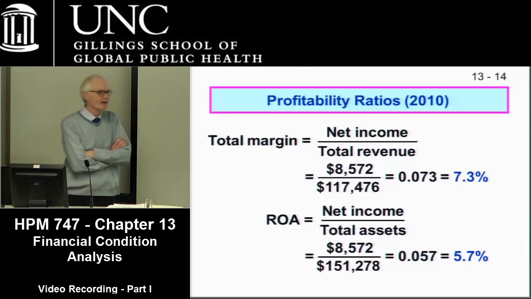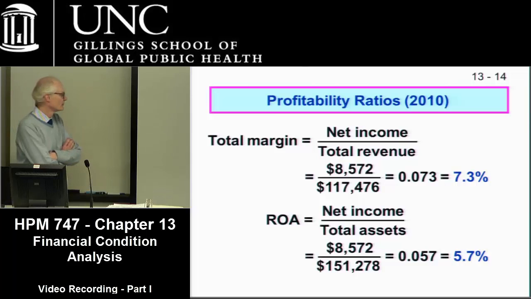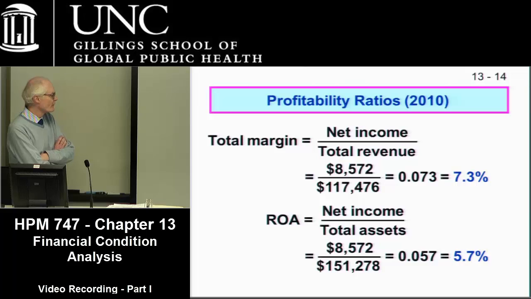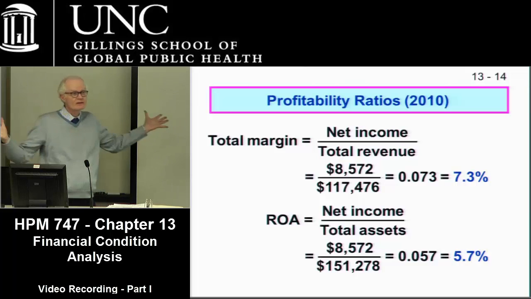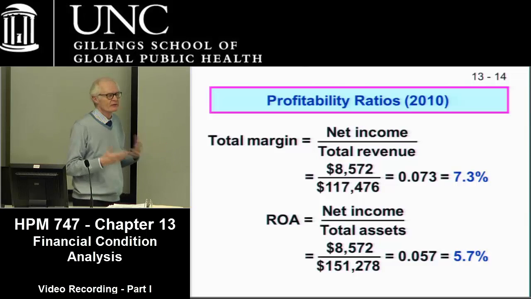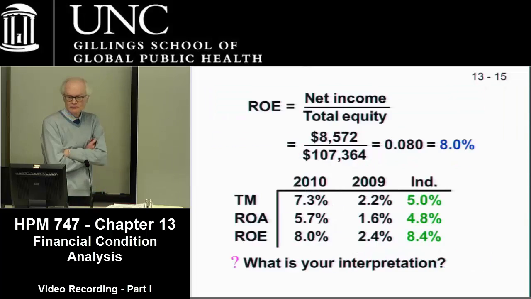So for return on assets, for every dollar in total assets you have, you're turning that into 5.7 cents of net income, or 5.7% return? That's right. So every dollar of total assets that you've got in the organization, you're generating 5.7 cents of net income. So we then have the last one, which is return on equity.